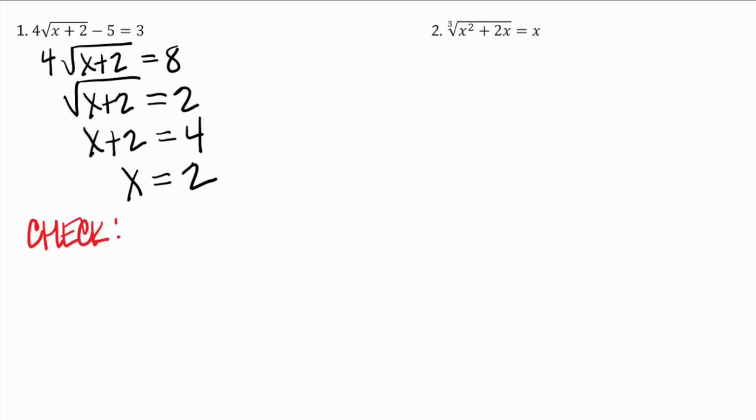Okay, so to check, I'm going to say, all right, is 4 times the square root of 2 plus 2 minus 5 equal to 3? 4 times 2 is 8, minus 5 is 3. Yes, okay, I've got a valid solution.